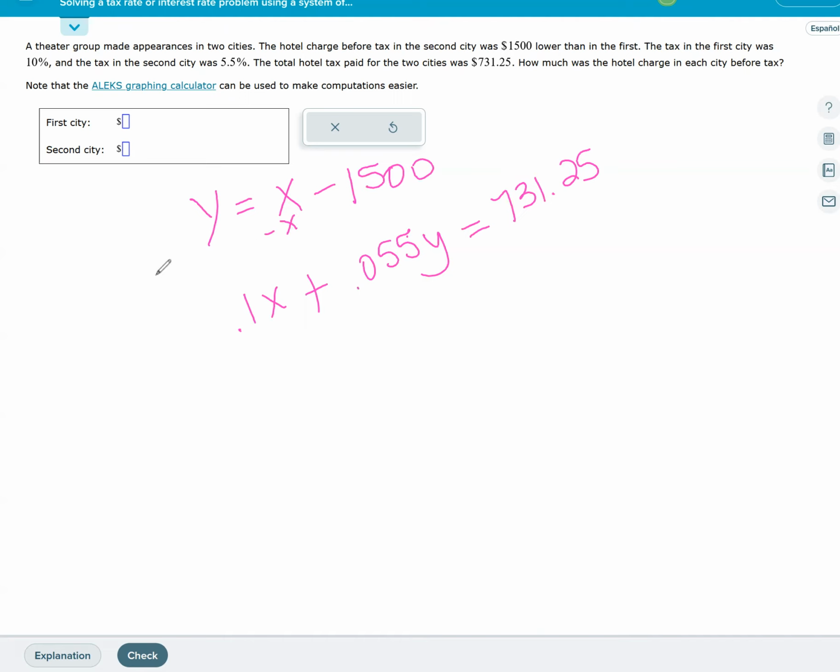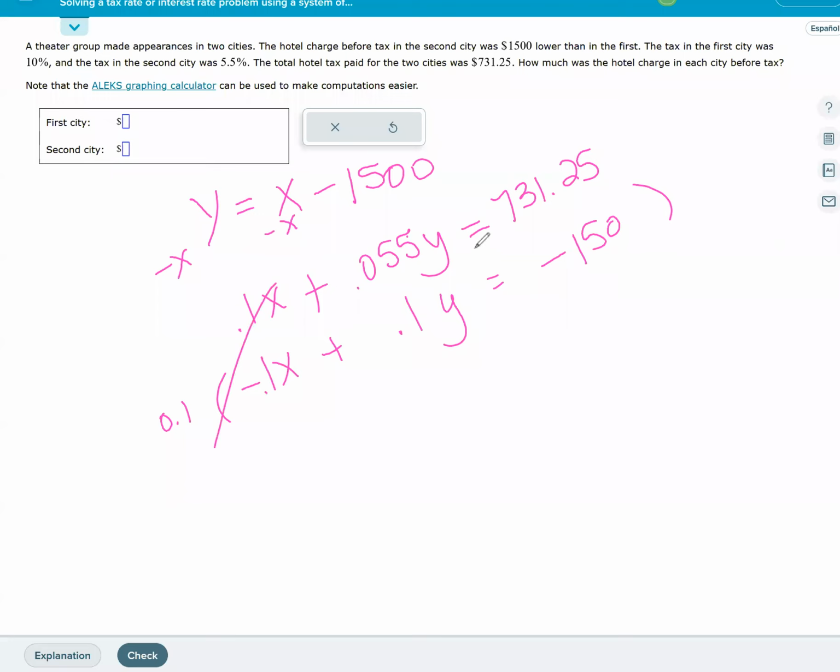So I'm going to subtract x from both sides in my first equation so that I have a negative x plus y is going to equal negative 1,500. Then I'm going to take this whole equation and multiply it by 0.1 so that my x's will cancel. 0.1 times negative 1,500 is negative 150. Now we're going to add these together.